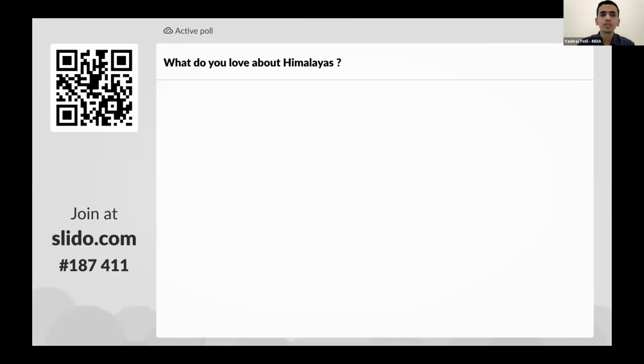First of all, I would like to ask you to scan this QR code for what you love about the Himalayas, or what you know about the Himalayas, so that I can explain those aspects of the Himalayas in a better way. We will have a 1.5 minute timeline for this particular slide, so your answers will be popping up in this active poll. You may head on to slido.com, use the mentioned passcode, and just write down what you love about the Himalayas.